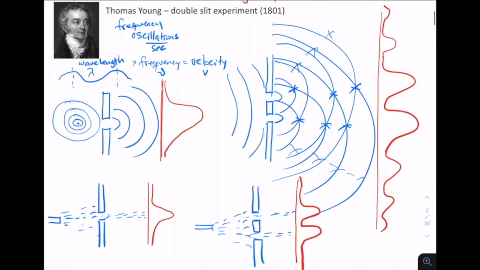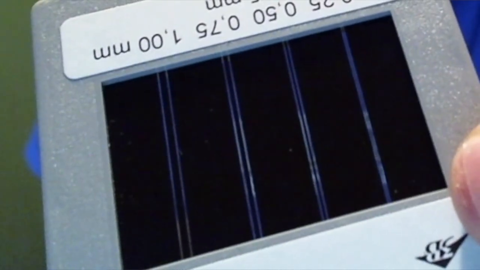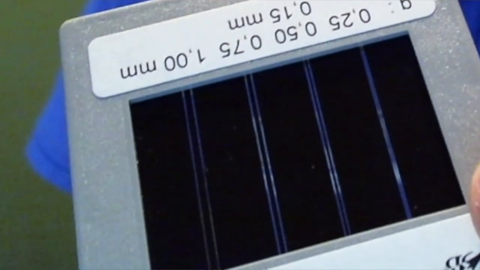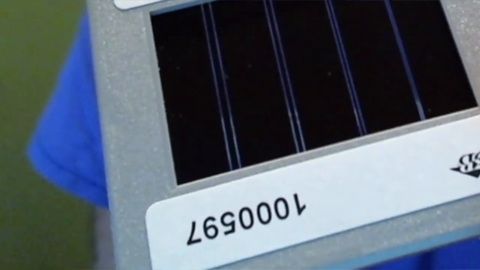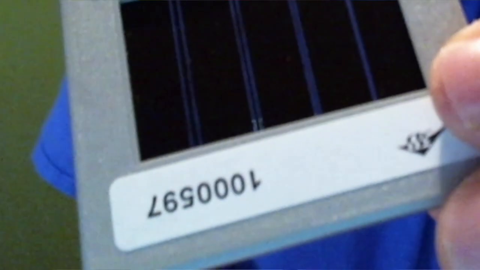So that's the setup. Now Thomas Young did this experiment with light, and what do you suppose he found? Does it behave like a wave, or does it behave like a particle? Okay, so here I have a slide and a laser pointer. I'm going to shine my laser pointer through this slide, and the slide, if you look really closely, has a series of double slits. You see that? And I'm going to shine the laser pointer through these various double slits.